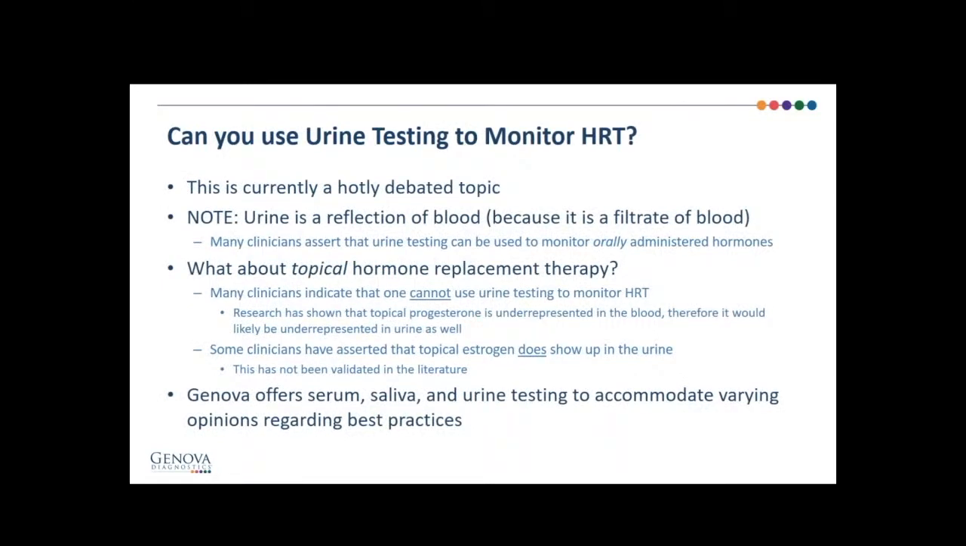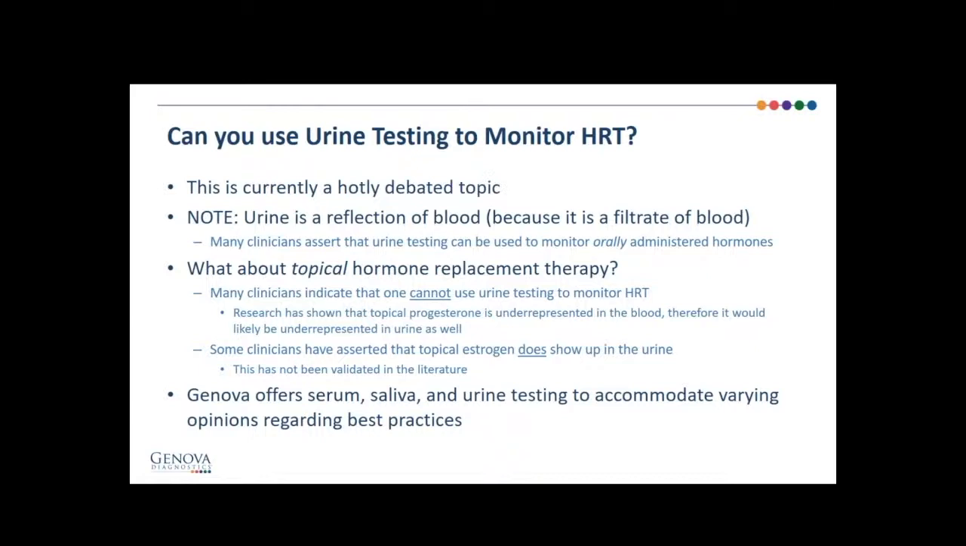Can you use urine testing to monitor hormone replacement therapy? This, I can tell you, is a hotly debated topic. Urine is seen as a reflection of blood because it's a filtrate of blood. You have blood levels, and then there's excretion into the urine. So many clinicians assert that urine testing can be used to monitor orally administered hormones. What about topical hormone replacement therapy? Well, many clinicians indicate that one cannot use urine testing to monitor hormone replacement therapy for the parent hormone.